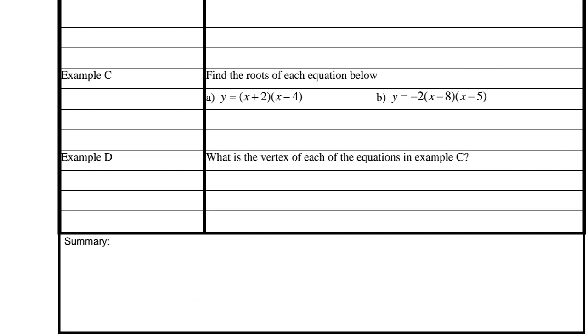The last problem is example C and example D. It says find the roots of each equation below. We're just going to focus only on A, and then part D is going to ask us what the vertex is of, and we're just going to again focus on example A. So the roots always come from just taking our parentheses and setting them equal to 0, and then solving them each for x.